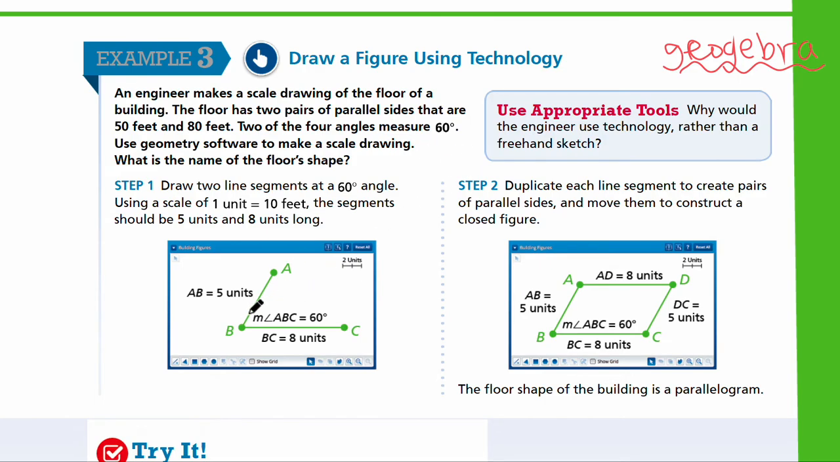So yeah, we could say this is 60, and then sides that are 50 and 80 feet. So this would be 50 feet, and that could be 80 feet. We don't need to do 50 units if we could just represent it with 5 units and 8 units, as long as they're proportional, it's okay.